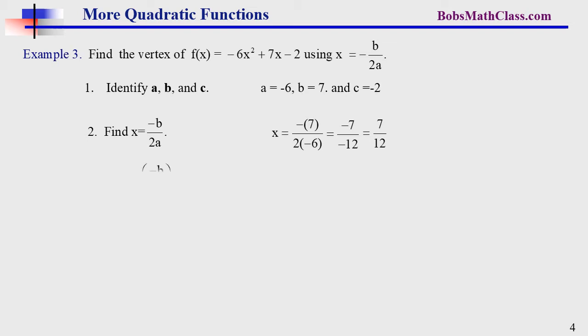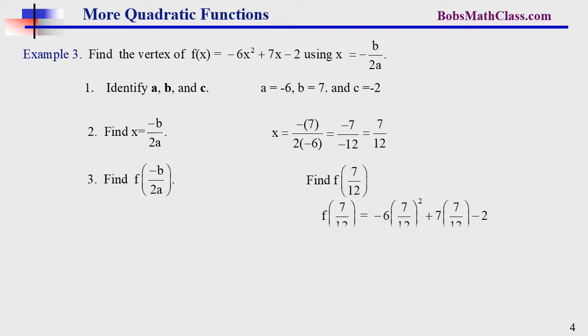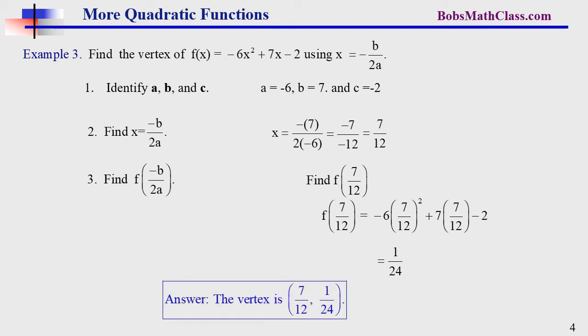All right, find the y value. So plug it in. So just use your calculator. That's the easiest way to do that. Okay. And you should get 1 over 24 when you type that into your calculator. So our vertex is 7/12, 1 over 24.